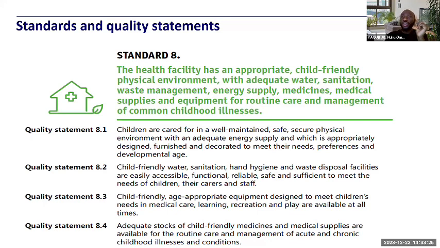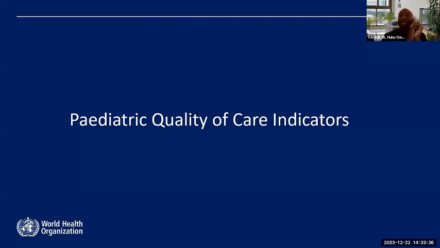I now will go through a few slides just because I want to emphasize not only the standards, but also measurement and monitoring and how that works. The pediatric quality of care indicators are basically measures that WHO has developed to help countries track the quality of care for child and pediatric services at country level. And we have 25 in total.